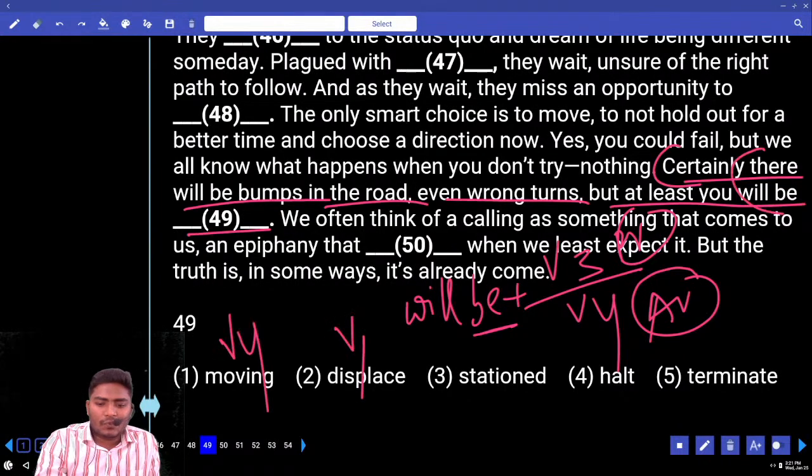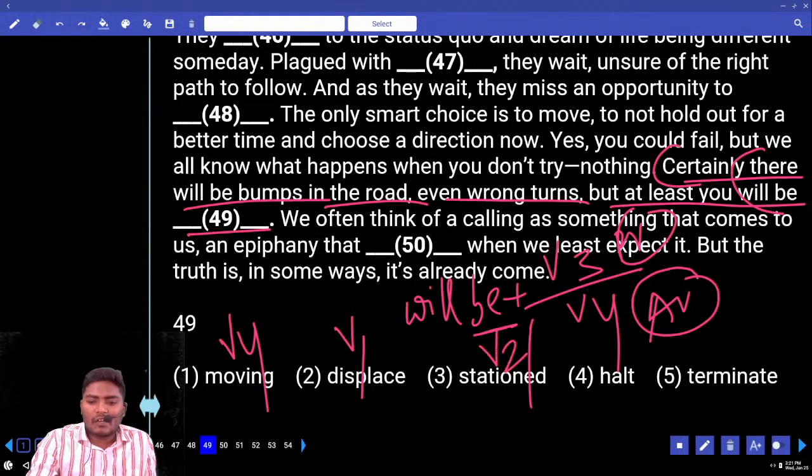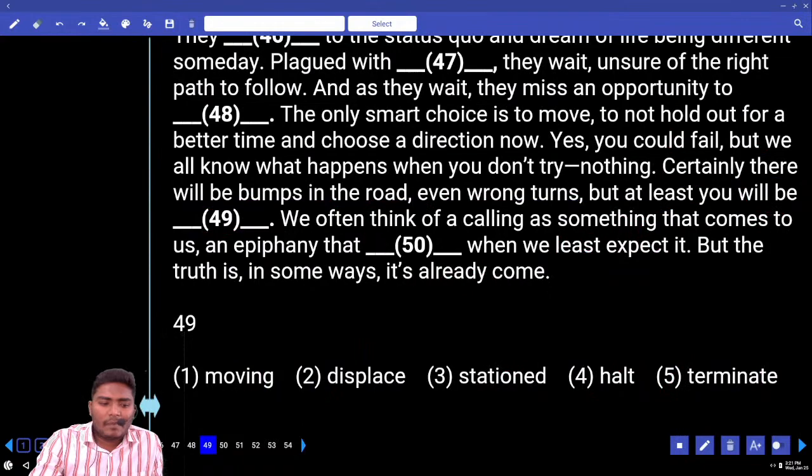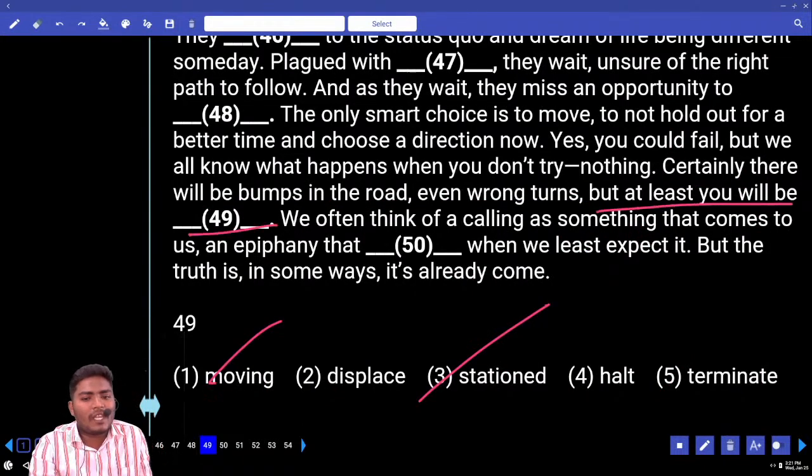You will be moving before. You will be displaced, V1. You will be sanctioned, V2 or V3. You will be halt is V1. You will be terminate is V1. Eliminate 3 options. How many options are out? 2, 4 and 5. Now you will be sanctioned or you will be moving, but at least you will be moving or you will be sanctioned.